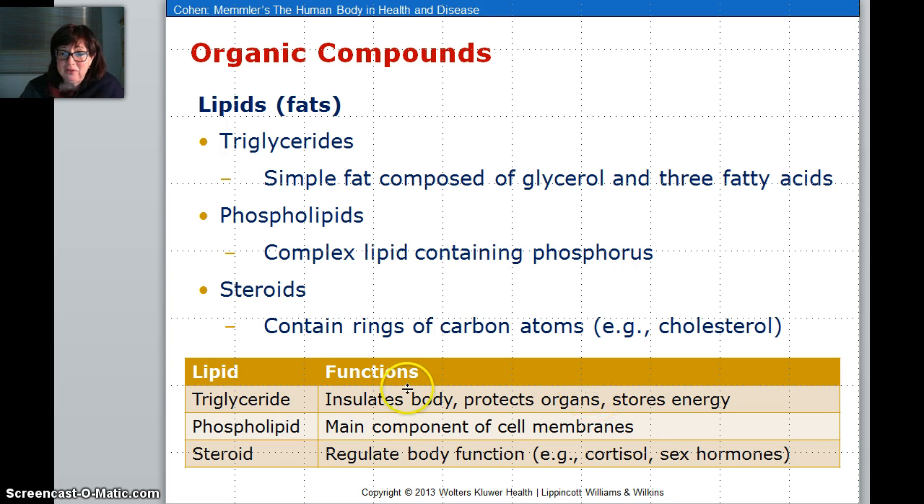Then you have phospholipids. We'll talk about the structure of phospholipids in a bit. They are the components of cell membranes. And then you have steroids, which are ring compounds. Steroids are usually related to things like hormones, especially the sex hormones.